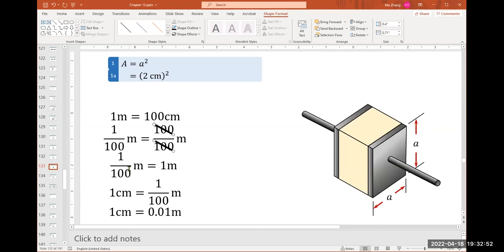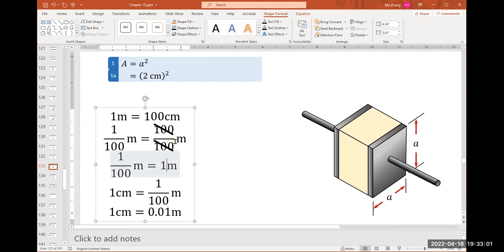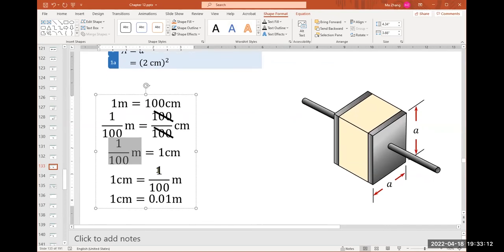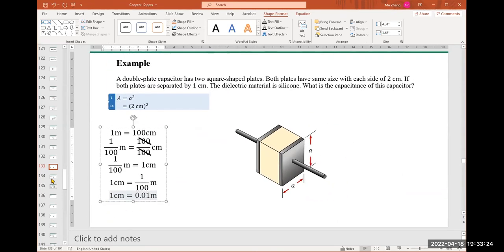Okay, so now let's swap it. We flip the equation. Oh, sorry, this is centimeter, missing the centimeter. So we put 1 centimeter to the left, and then we put this to the right. And now we can figure out the conversion. 1 centimeter is 1 divided by 100, 1/100th, which is 0.01 meter. So now we're going to use that.